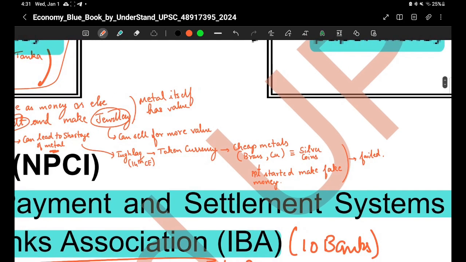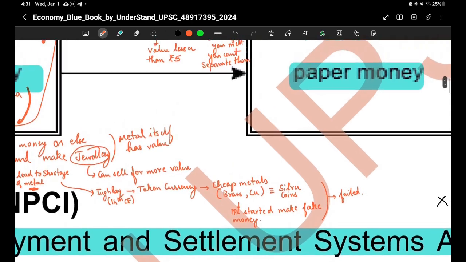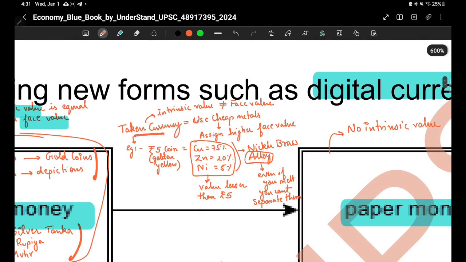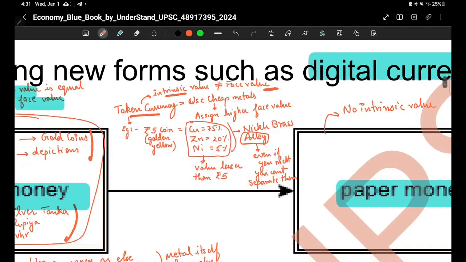currency. What is token currency? Token currency means intrinsic value is not equal to the face value. I'll come to that. Okay, I'll just tell you here only. Token currency: intrinsic value is not equal to the face value. They are using cheap metals here, and they assign a higher face value to it. What is this face value?